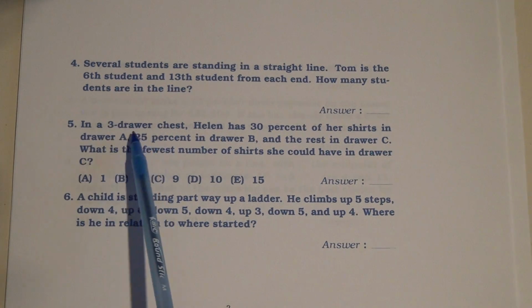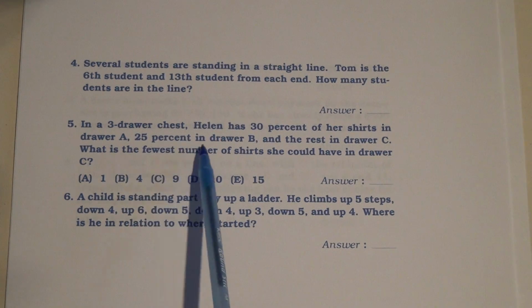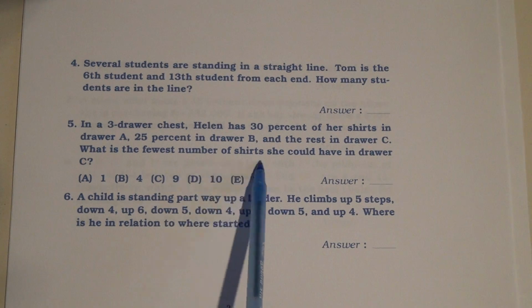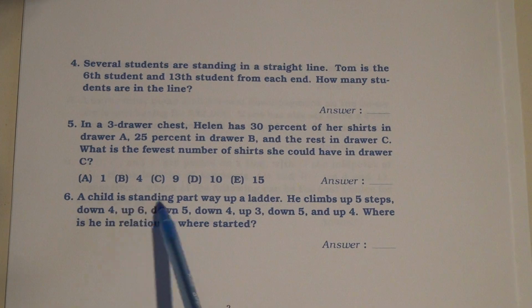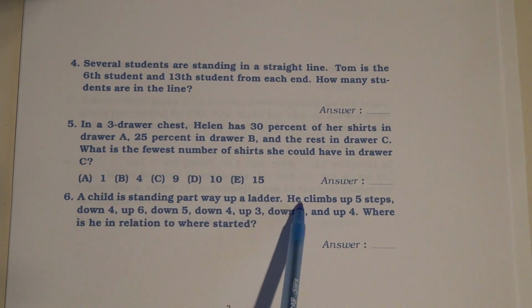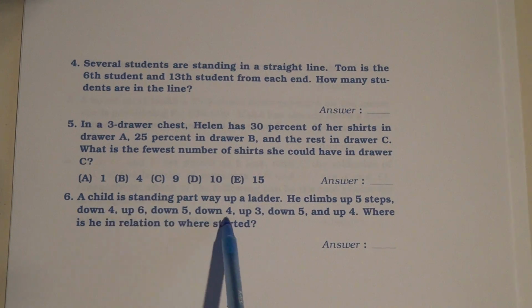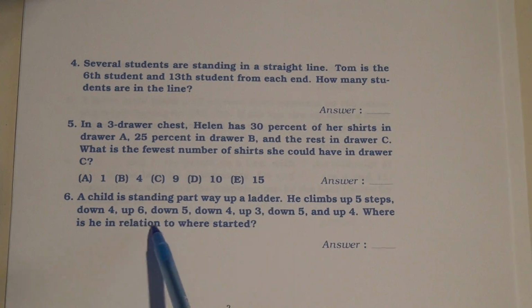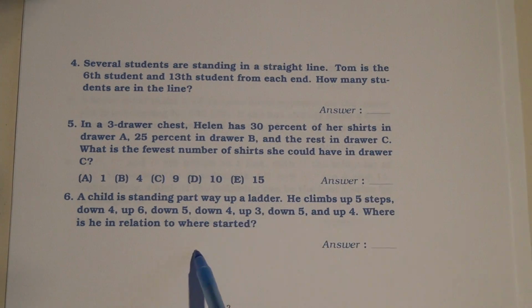Number 5. In a 3-row chest, Helen has 30% of her shirts in row A, 25% in row B, and the rest in row C. What is a possible number of shirts she could have in row C? And number 6, a child is standing part way up a ladder. He climbs up 5 steps, down 4, up 6, down 5, down 4, up 3, down 5, and up 4. Where is he in relation to where he started? Now it's time to stop the video. Stop.